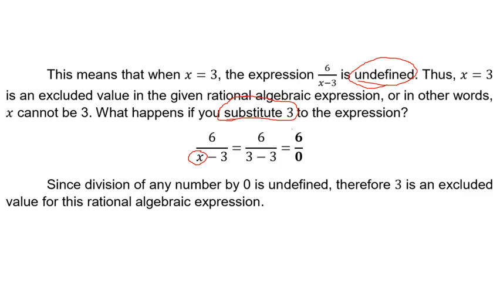Now, since this particular expression is giving us an undefined term, it is meaningless. Since the division of any number by 0 is undefined, therefore, 3 is an excluded value for this rational algebraic expression.